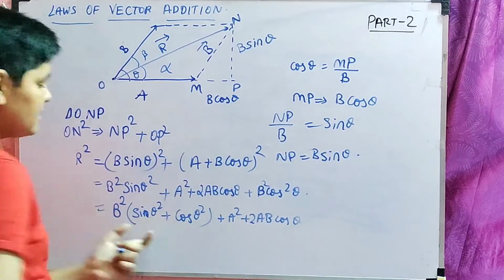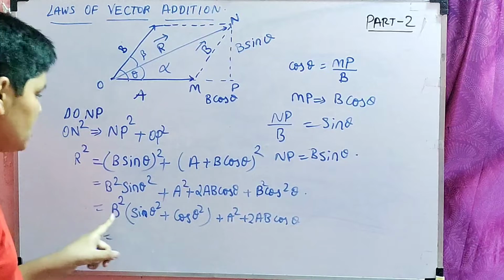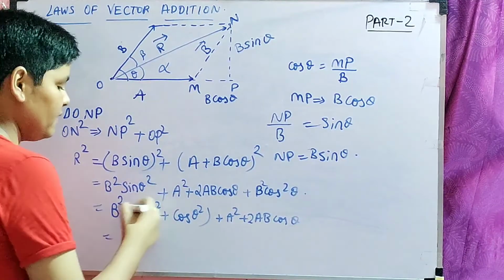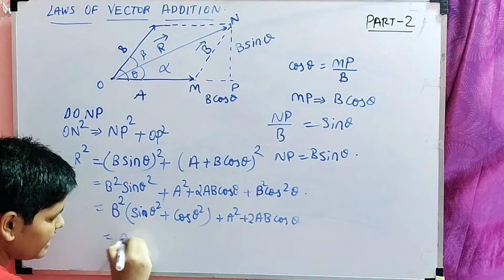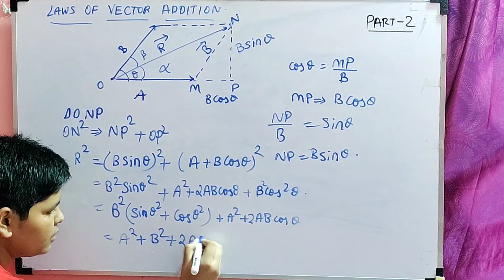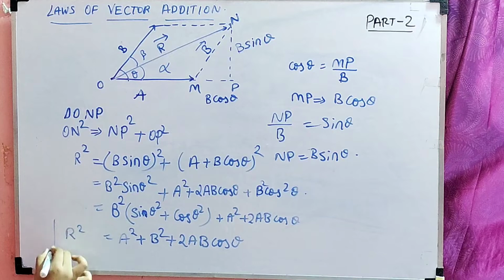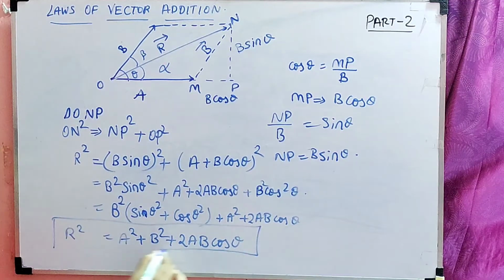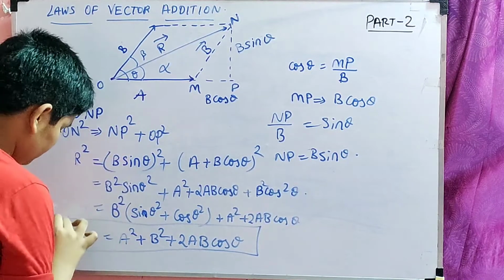Now over here we know the trigonometric identity, sin square theta plus cos square theta is equal to 1. So this whole value will become 1. We will cancel this out. B square plus A square plus 2AB cos theta, which we can rearrange as A square plus B square plus 2AB cos theta is R square. So this is the formula for the parallelogram law of vector addition. This formula is very, very important.